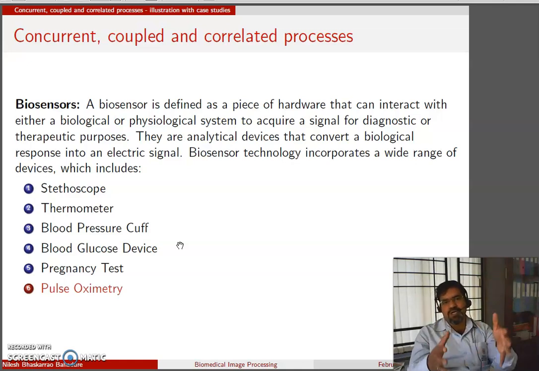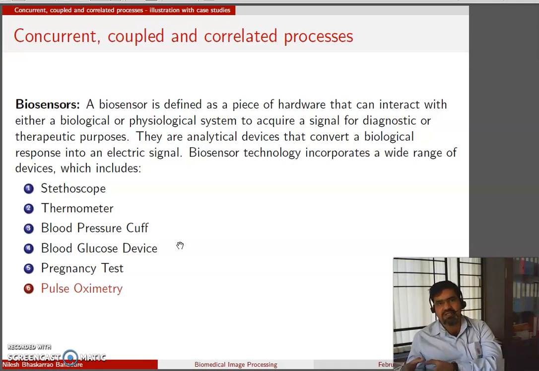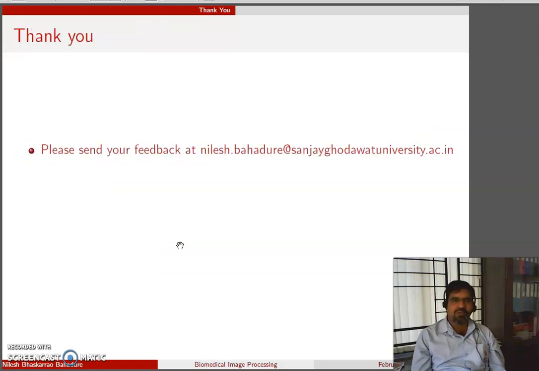Clear? So with the help of these biosensors, you can read the information. Once you capture this information and make your analysis, sometimes you can predict what diseases are there, and what therapeutic process is to be employed for curing that. Clear? So this is all about unit number 1, that is biomedical signal analysis.